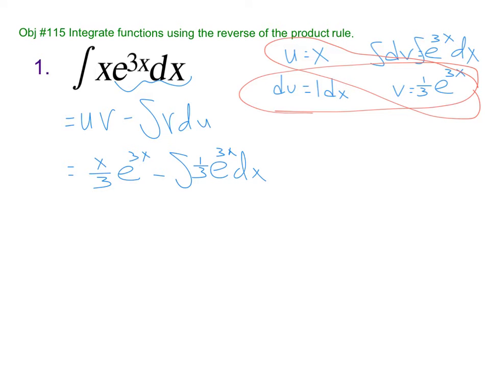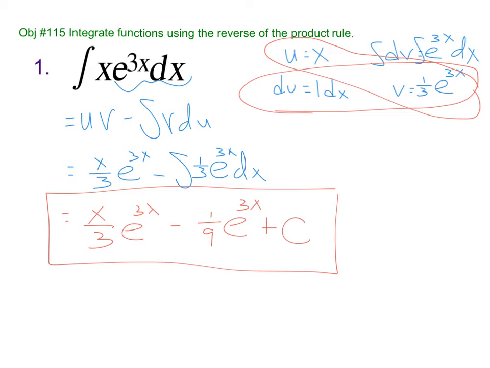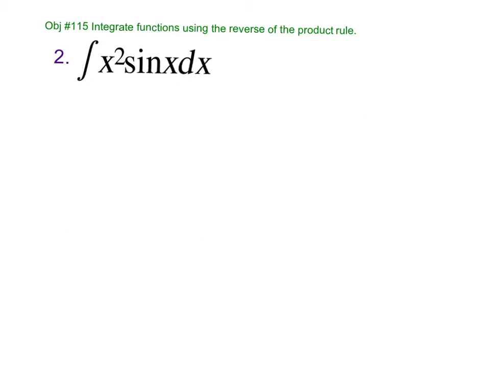All right, so now I have to find the antiderivative of the part on the right. So the first part stays the same, minus the antiderivative of e to the 3x. I divide by 3, so that 1/3 becomes 1 over 9. So this is as easy as it really gets, right? We can't get much easier. So now we're going to do a problem that's harder.